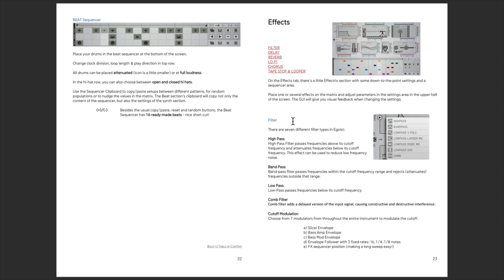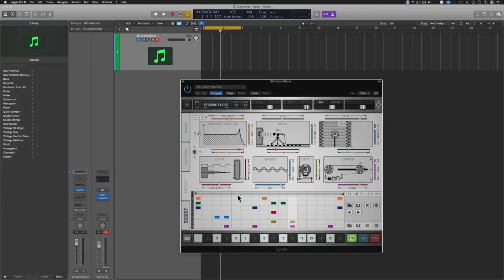On the effects tab, there's a little Effectrix section. If you don't know, this is another one of their plugins with some down to the point settings and a sequencer area. Place one or several effects on the matrix and adjust parameters in the settings area in the upper half. Okay, the GUI will give you visual feedback when changing the settings. So here you have a little bit of the Effectrix sequencer, which is great. And then if you want to customize it, you could do that right up here, depending on how that's being affected. And so that's really nice.